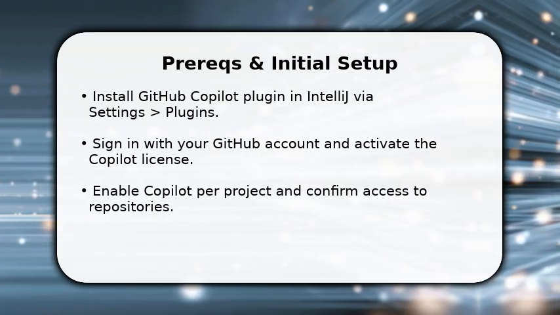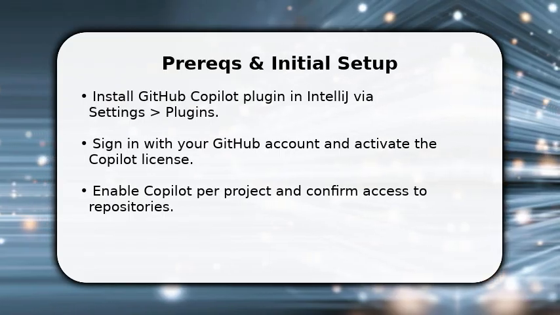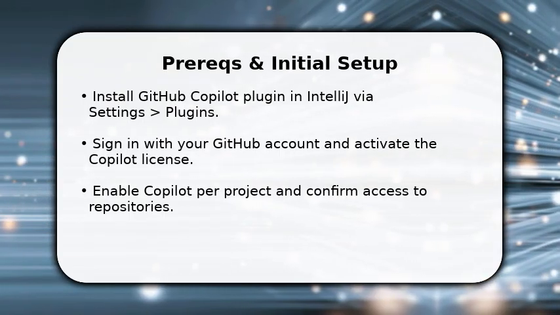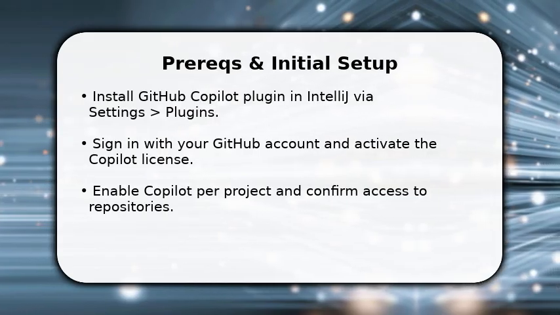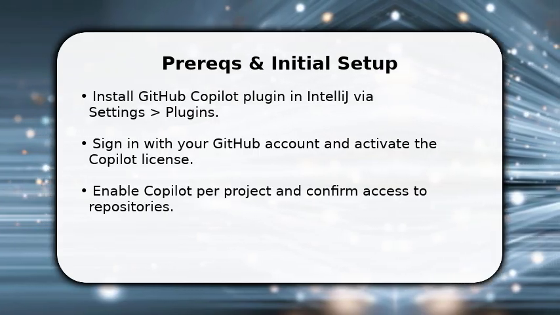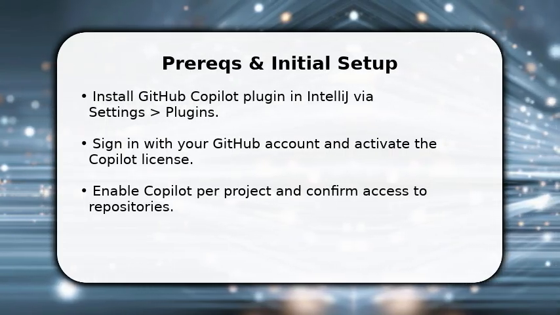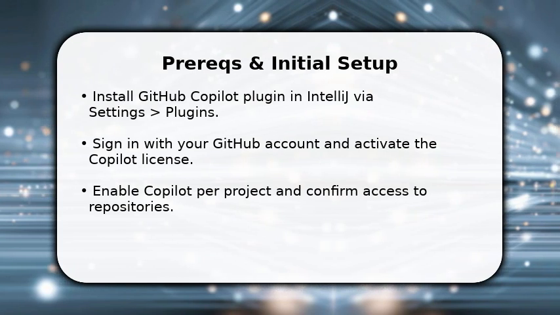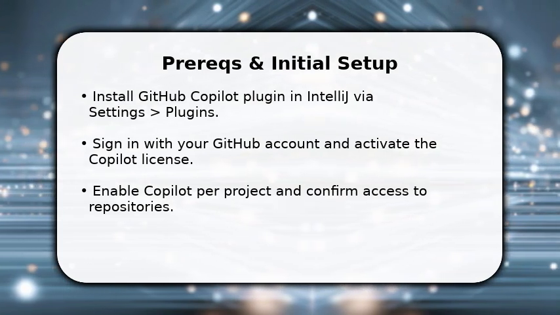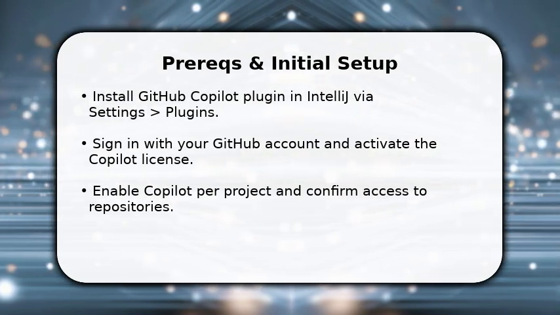After installation, restart IntelliJ and sign in with your GitHub credentials. This links the IDE to your Copilot license and permissions. Make sure to grant the plugin repository access and enable it for the specific project. Now you have the plugin installed and authenticated, so you can begin using suggestions in your editor.